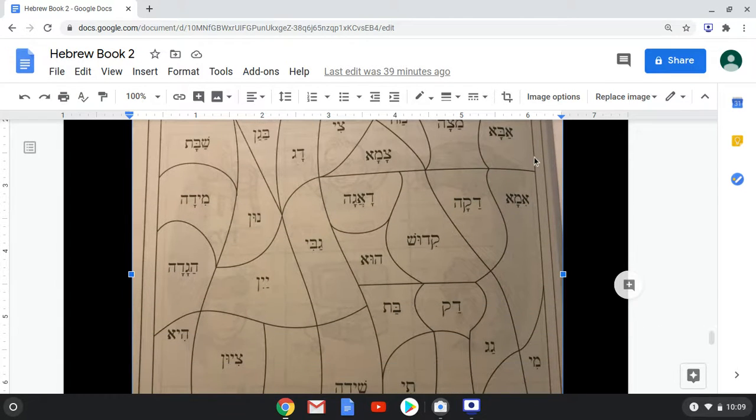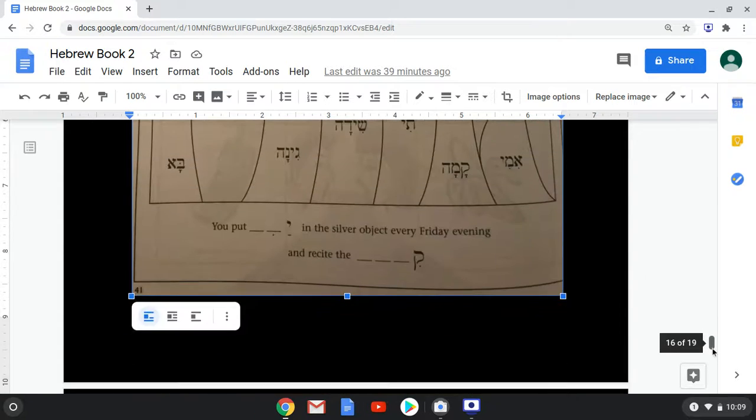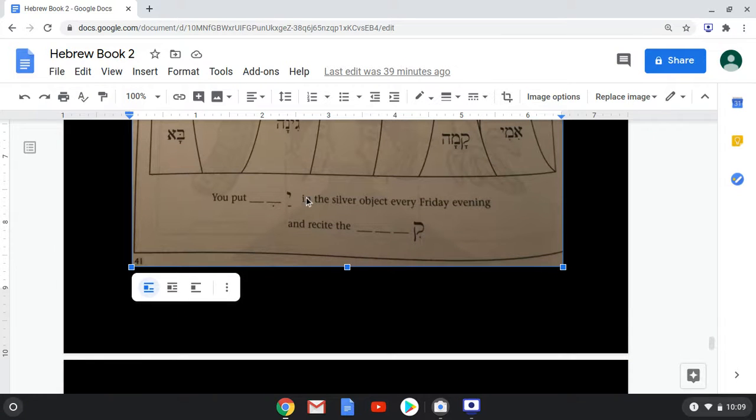We would practice reading out loud. So Abba, Ima, me. These are all words that we're somewhat familiar with. And then we have some that we're not. And we would just go line by line and practice reading. So that might be something to help you get a little quicker with your decoding. It says you put the yayin, you'll know that, in the silver object every Friday evening and recite Kiddush. So you have to have a little Jewish knowledge to get that.